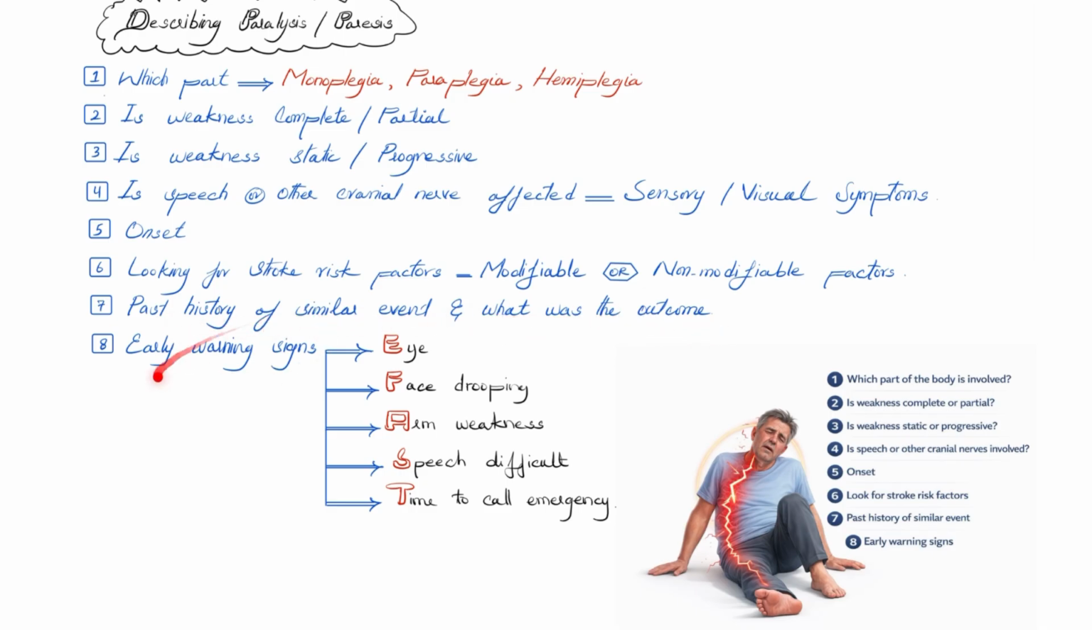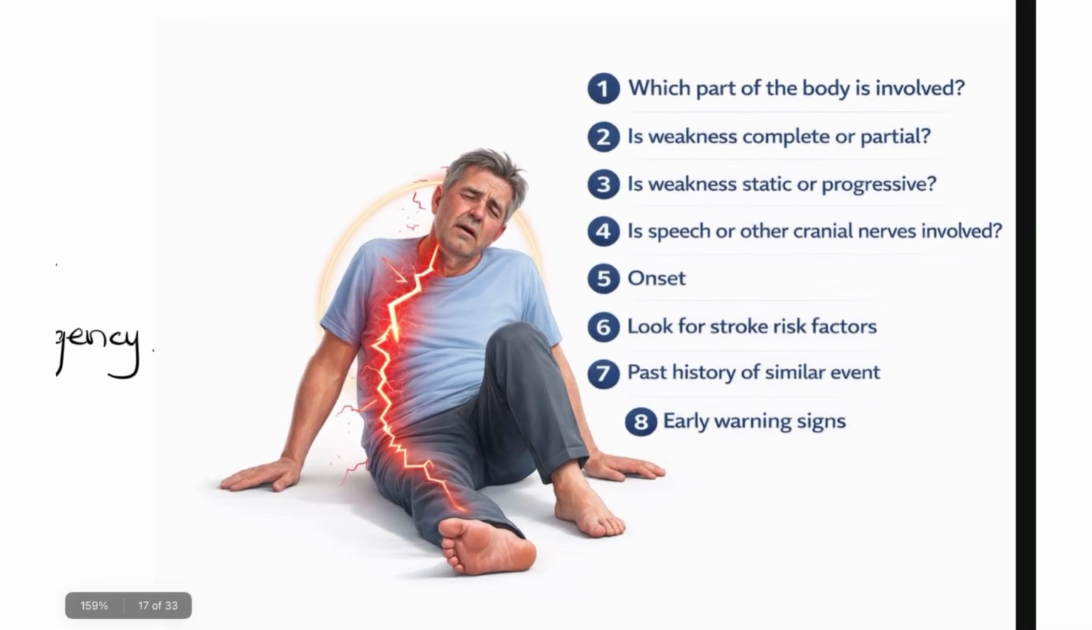Then early warning signs. We can remember the early warning signs of stroke by the mnemonic E-FAST. E stands for eye, meaning any visual impairment. F stands for face drooping. A stands for arm weakness. S stands for speech difficulty. And T stands for time to call emergency, because it is a medical emergency.